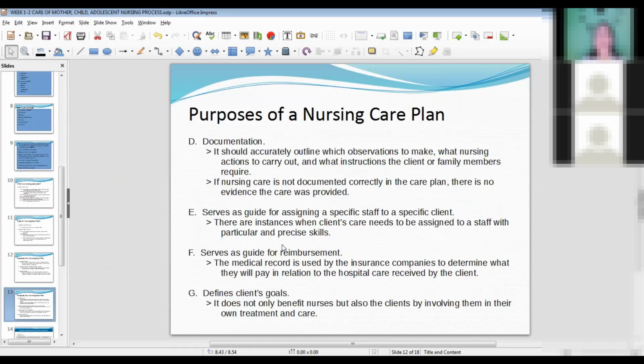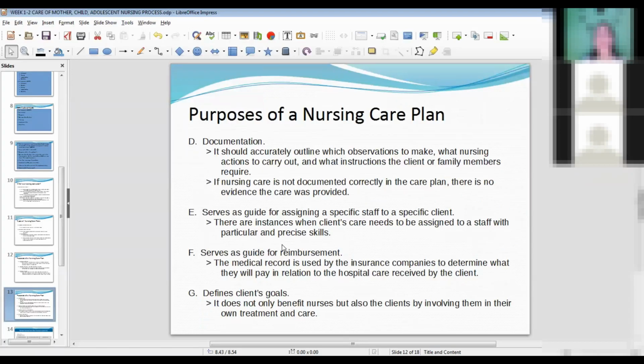This is very important to take note of, especially after graduation, because you are in your second year, and after graduation and now you are in the field, you have to take note of this. If nursing care is not documented correctly in the care plan, there is no evidence the care was provided. Okay? You can claim that you have given the medication to the patient. But if you have not written this down, it is presumed that you have not given or administered the medication.